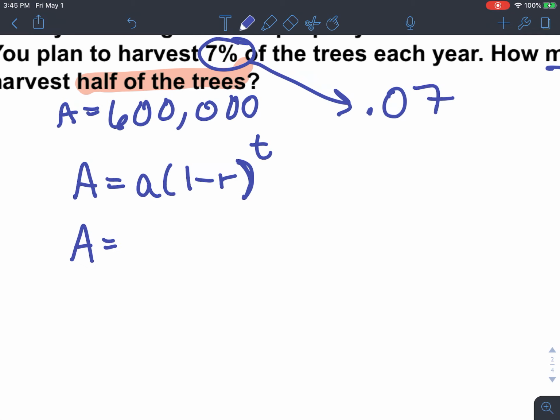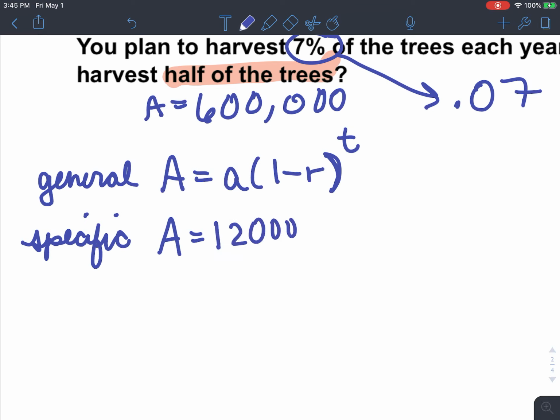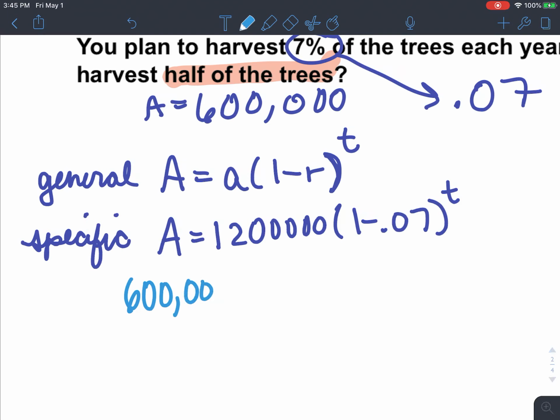So our general, no, I keep saying that. This is general. This is specific to this problem. 1,200,000 times 1 minus 0.07 to the t. That's our specific equation. And then they want us to put in 600,000 for the final amount.